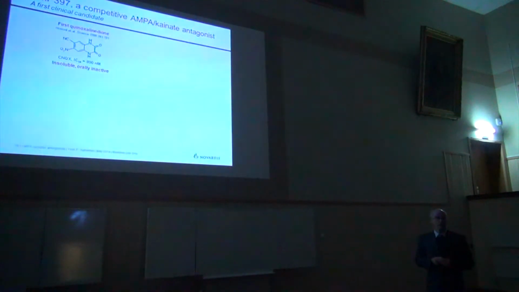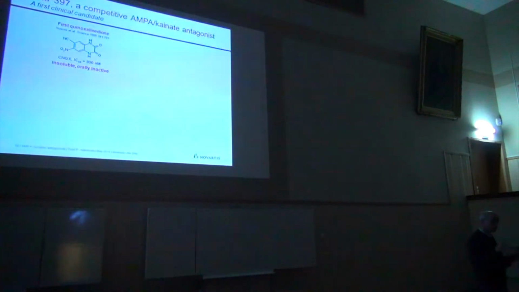And we've done this with developing two drugs. I will go very quickly through the first one, which is MP397, a competitive AMPA kainate antagonist, our first clinical candidate, which was developed starting from this quinoxalindione here, CNQX, which has been published by Honoré and colleagues in Science in 1988. This compound was the first one to act on the AMPA receptor. It's fairly selective. So it's a very good pharmacological tool.